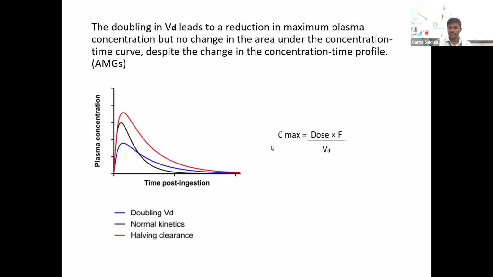In this kind of practice, Cmax is dose times the fraction of bioavailability divided by the volume of distribution. If you double the volume of distribution, it leads to a reduction in the maximum plasma concentration, but no change in the area under the curve. If you double the volume of distribution, that means Cmax becomes 1 by 2. You can just apply this formula. So Cmax becomes half when the volume of distribution becomes double. This kind of pattern we can see in the aminoglycosides.